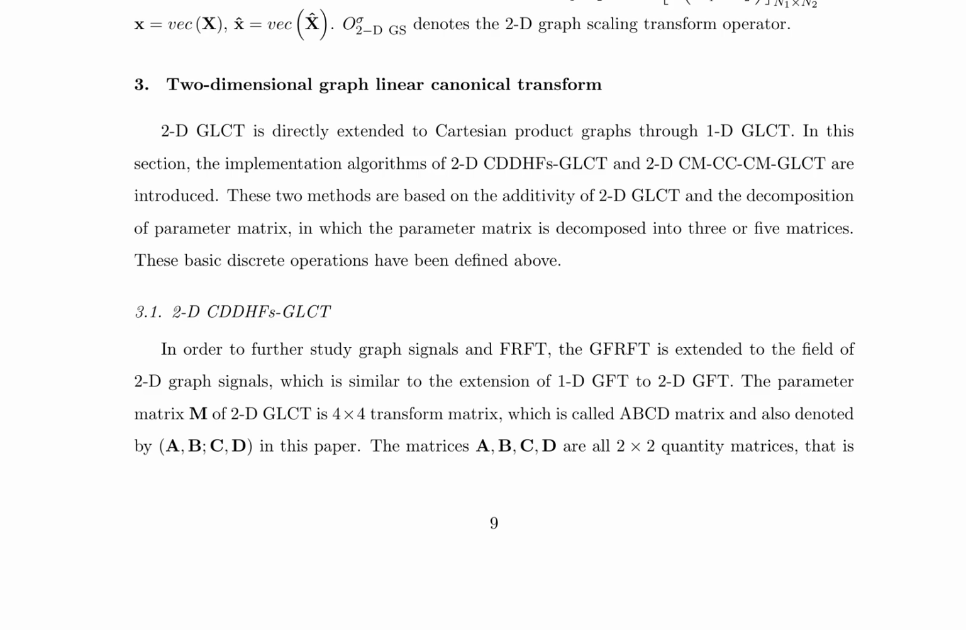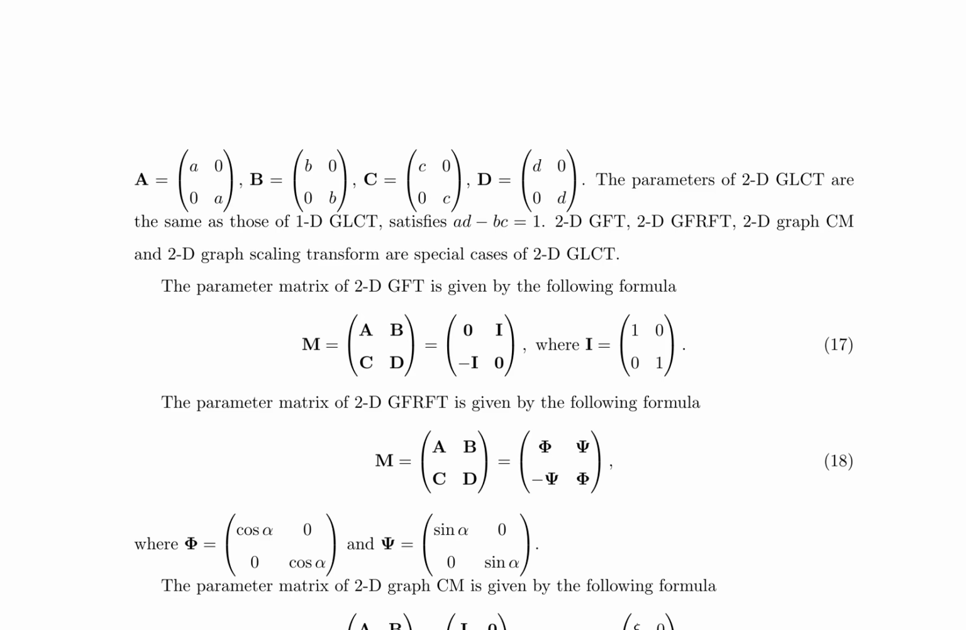In the context of the 2D generalized linear canonical transform, 2D GLCT, parameters A, B, C, and D are defined as matrices with specific properties. These parameters satisfy certain conditions, such as AD - BC equals 1, and encompass various special cases including the 2D GFT, 2D GFRFT, 2D graph CM, and 2D graph scaling transform.